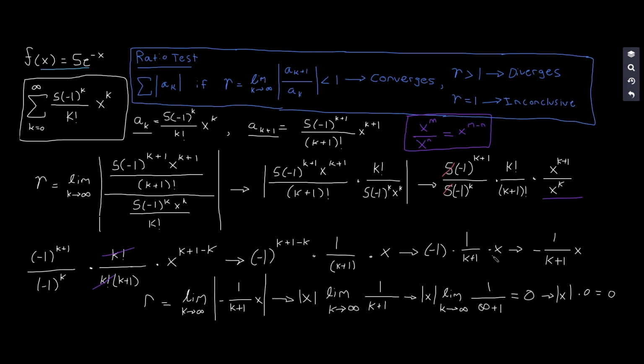And well, 0 is less than 1, so it converges. R equals 0, and that doesn't depend on x, and that means that R is less than 1 over the interval of negative infinity to infinity. And I just think that's so cool. I just love that kind of stuff. I really do. And I just love math.